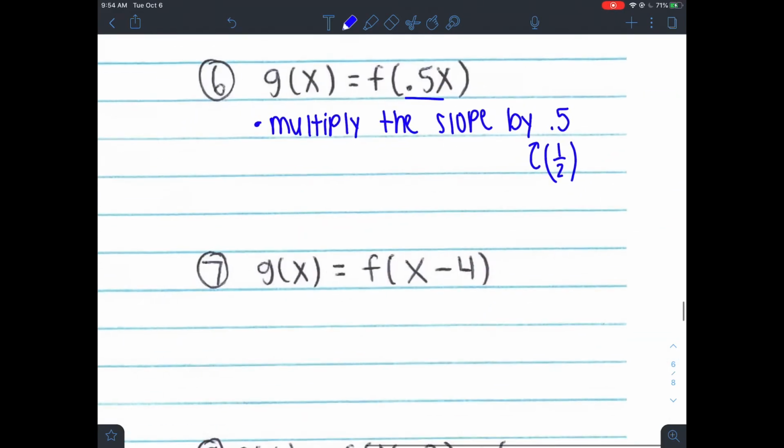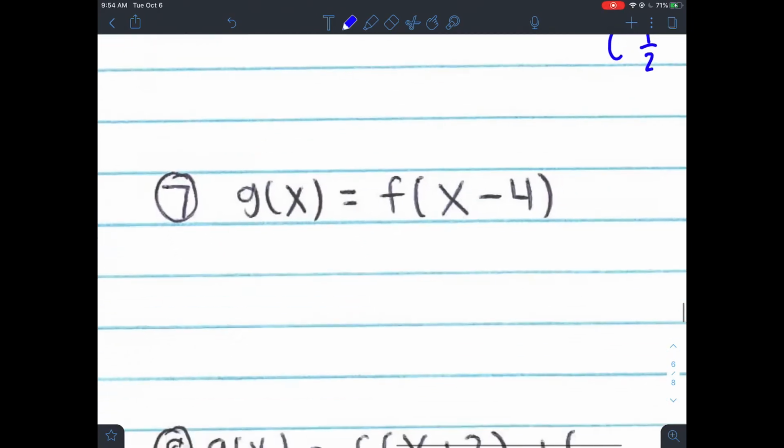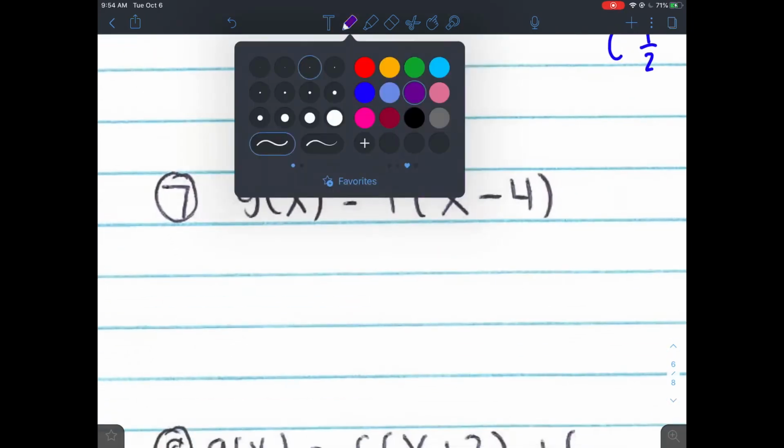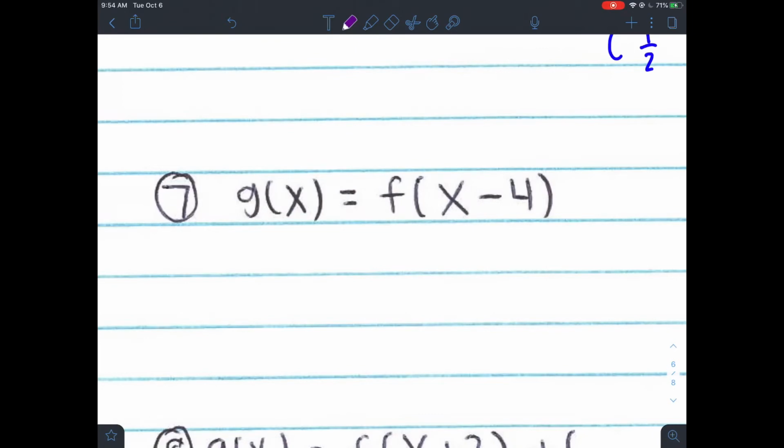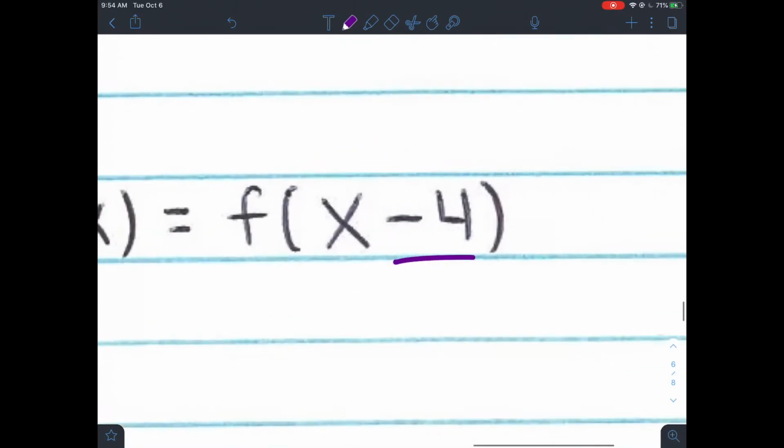Okay. I'm going to go ahead and get rid of those parentheses as well. All right, now we have 7 is g of x equals f of x minus 4. Now here, I only have one transformation happening, and that transformation is on the inside. Now, remember, we read this as x minus 4. So this is a minus 4.